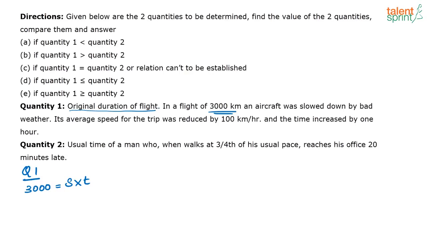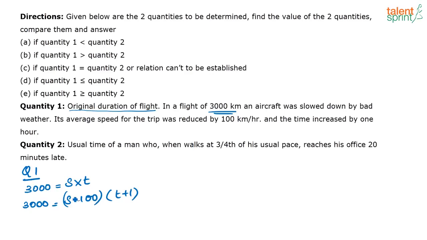Now, what is happening? The speed has reduced by 100 kilometers and the time has increased by 1 hour. Now, the distance travelled is still the same, correct, but what has happened? The speed has reduced by 100 and the time has increased by 1. Now, you have two equations and two unknowns. With this, you have to find out the value of t, that is the actual time that it took to reach the place. So, how do you solve this equation?